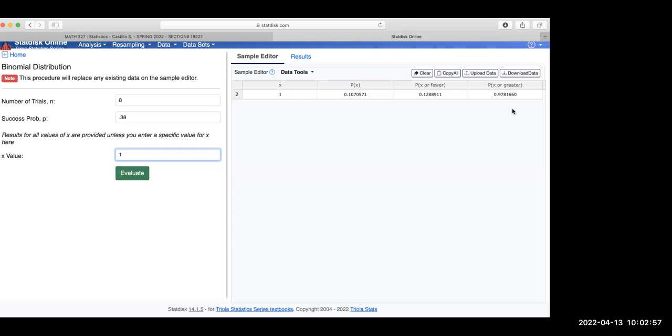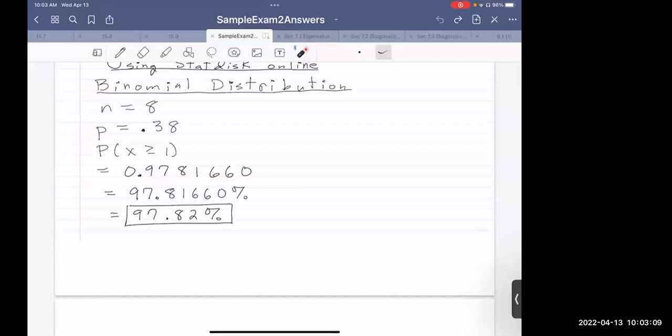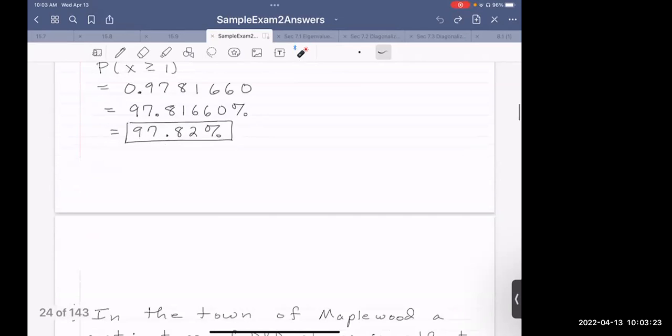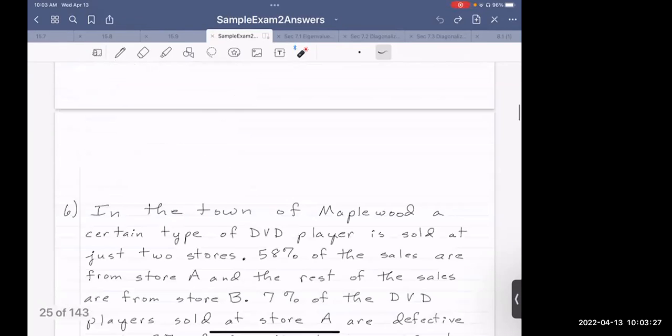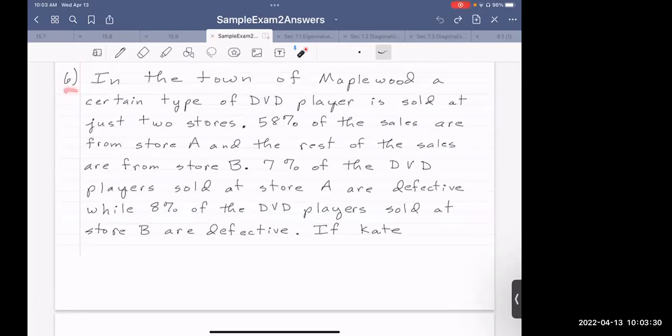And so I have 0.97816660. Move my decimal place 2 places to the right, 97.81660%, rounded to the nearest hundredth of a percent. And so I have 97.82%. Let me do problem number 6.